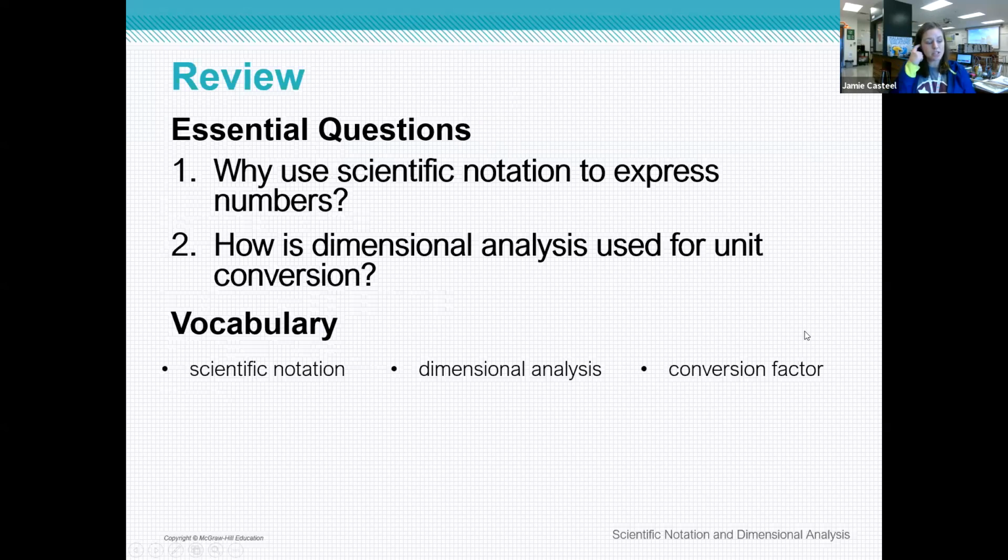Remember your essential questions for this section. Why use scientific notation to express numbers? How did it help? I went from this long old decimal to something real short. Think about that. And how is dimensional analysis used? What was the concept? Okay, play it out for me. Why did I set everything up in this chart? What was the point of doing that? How could that help us?